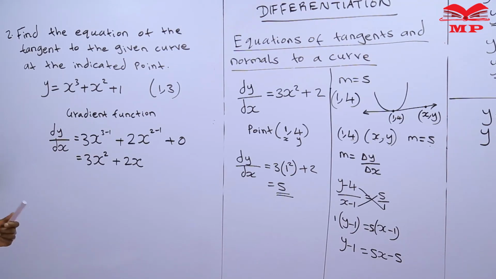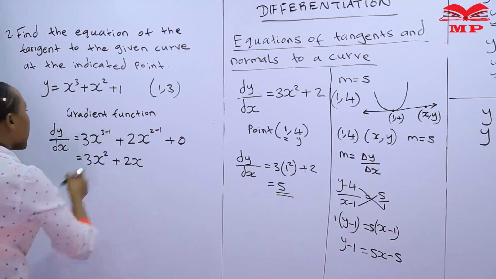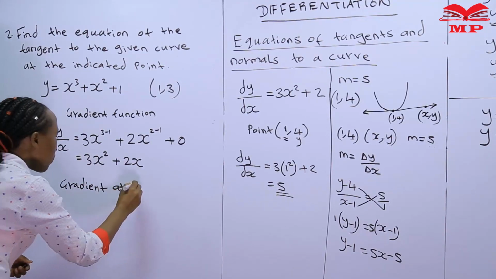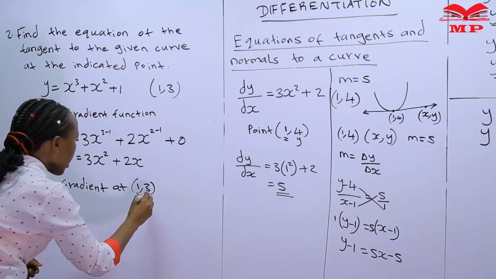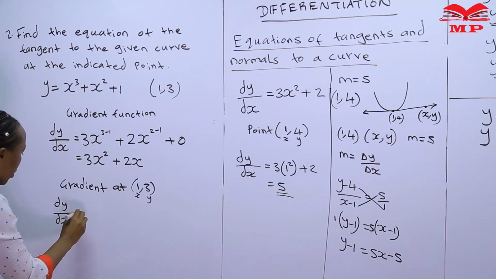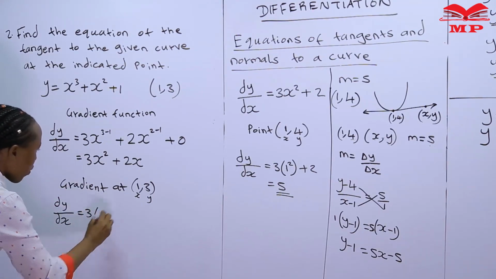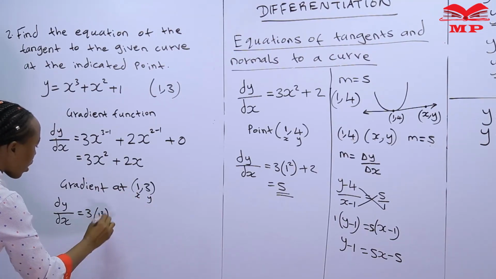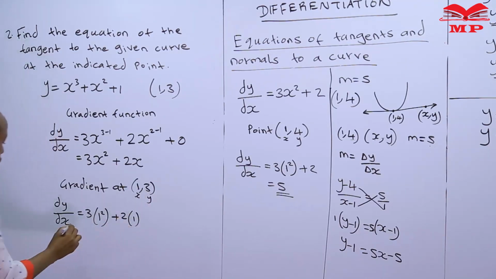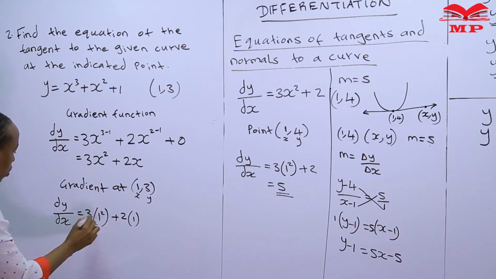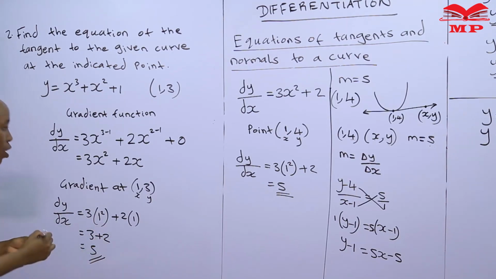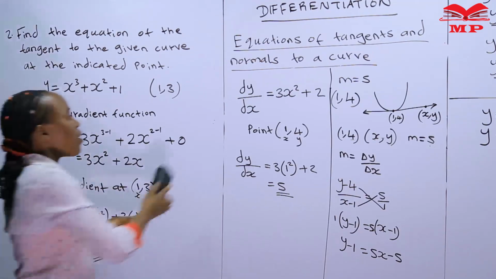Then we calculate the gradient at the point 1, 3. So we have our x here, our y there. And therefore, our gradient dy all over dx will be equal to 3. We have our x, which is 1. So we have 1 squared plus 2, and our x is 1. So this is 3 plus 2, and our gradient is 5. So our gradient is 5.